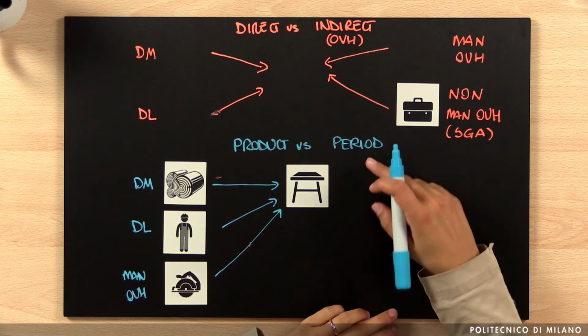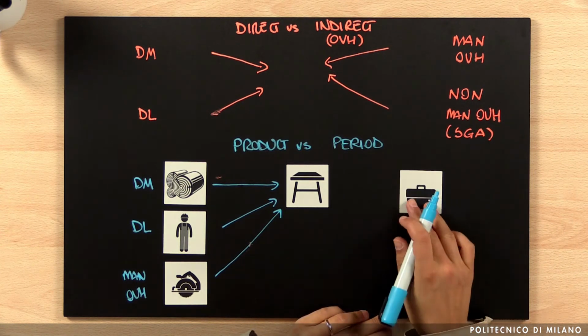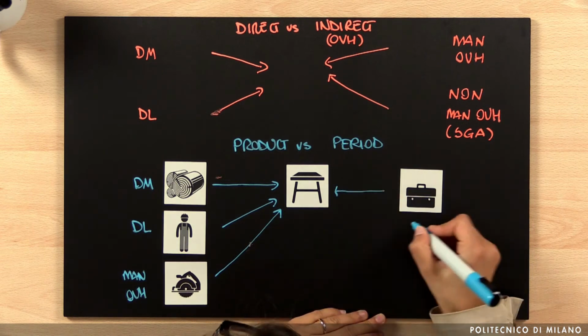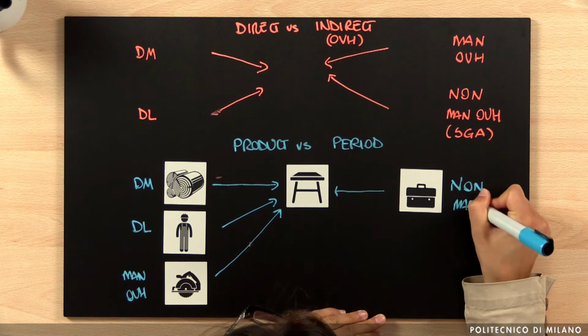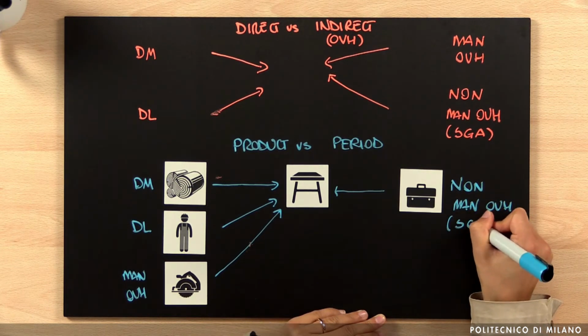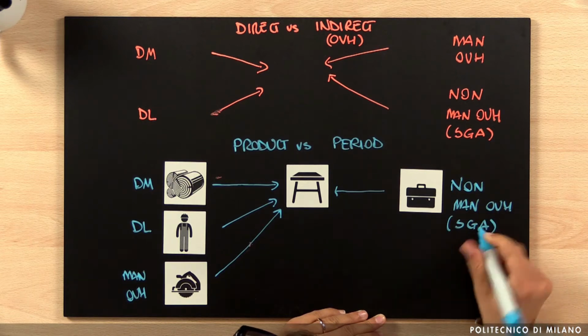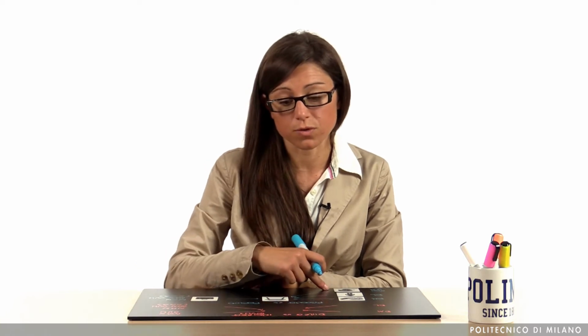On the other way around, the period cost includes the non-manufacturing overheads. So non-manufacturing overheads that can also be defined as selling expenses, general expenses, administrative expenses are also defined as period costs, and the reason why is because they are general expenses related to the overall activity of the organization but not specifically related to the production process.